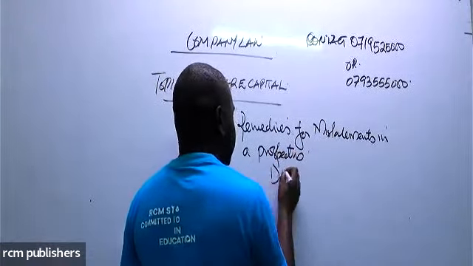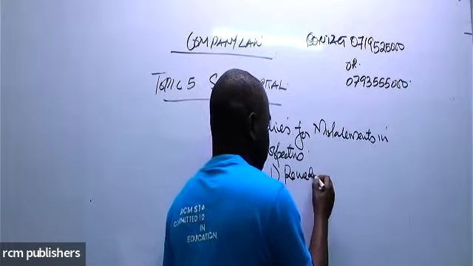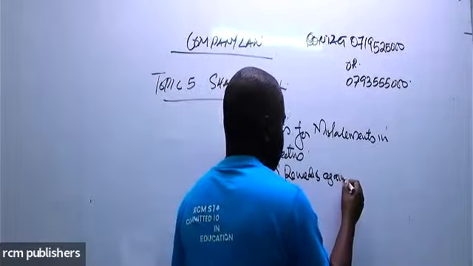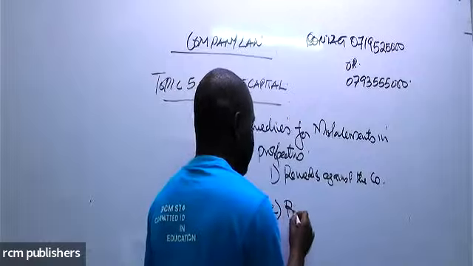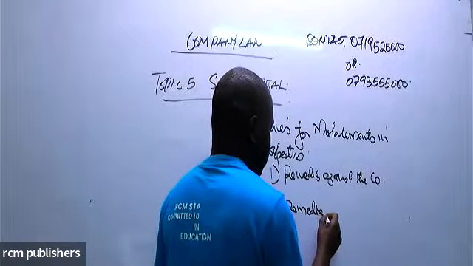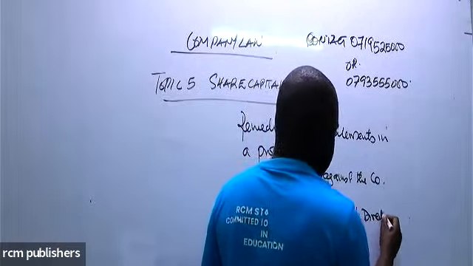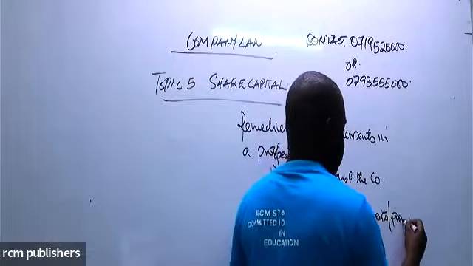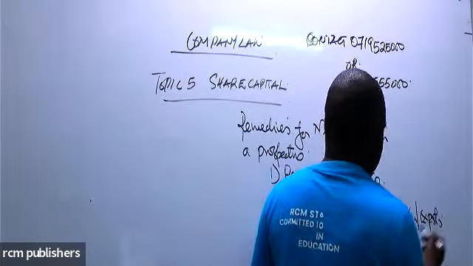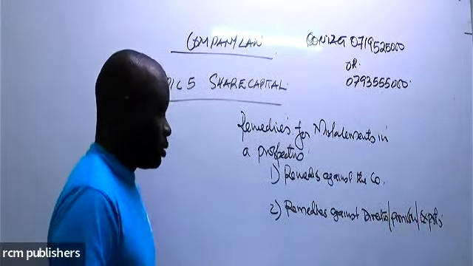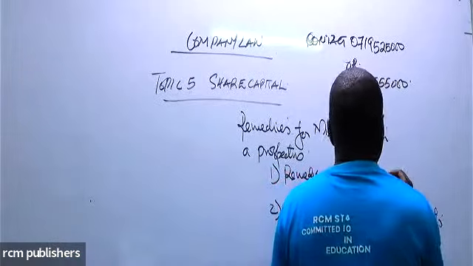So these remedies can be categorized into two. You can have remedies against the company, and remedies against directors, promoters, or experts. So the remedies against the company can be rescission of the contract.